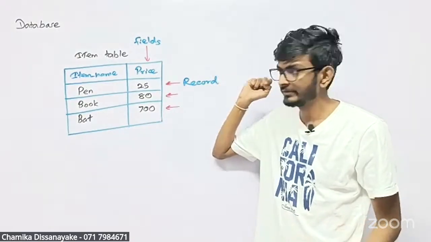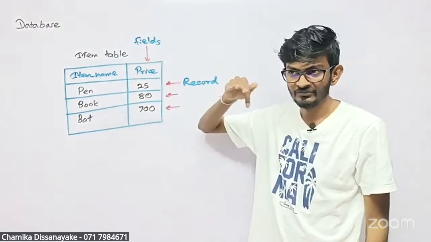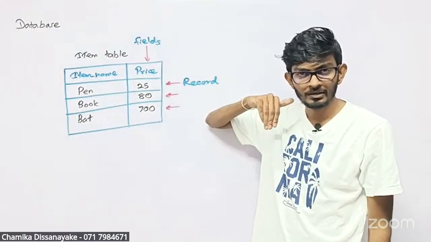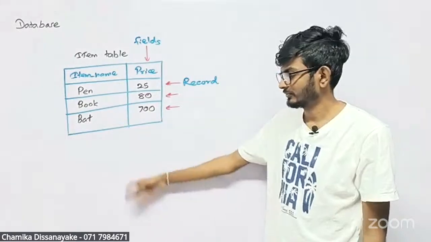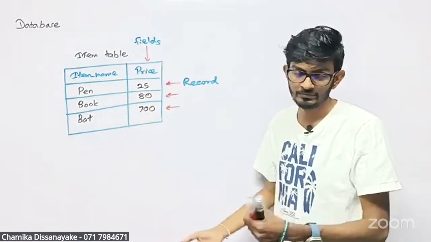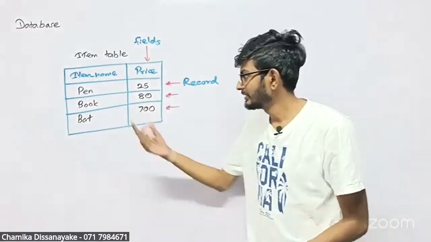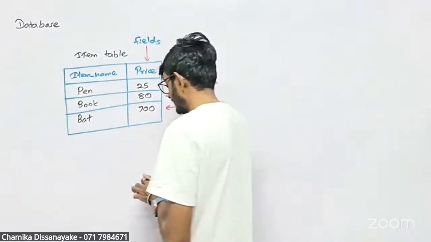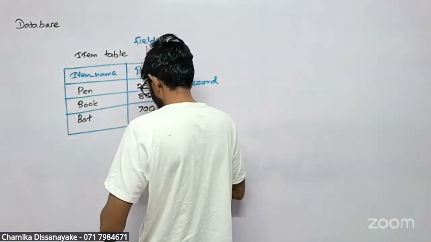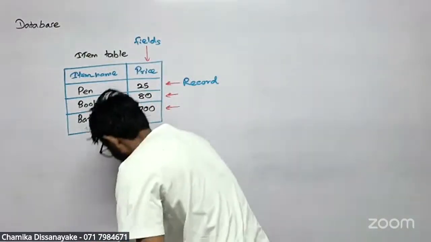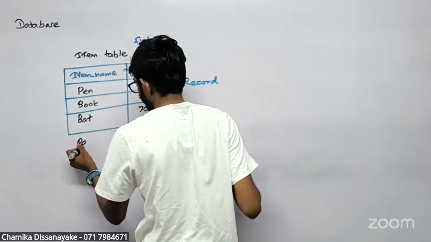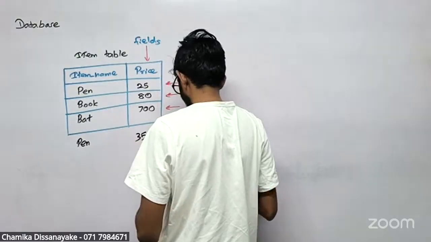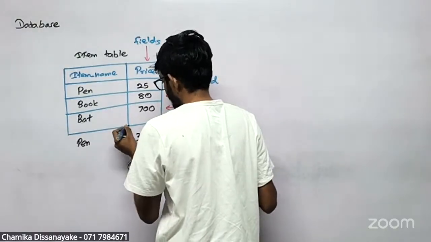But what will happen if we write pen? If we type pen and search, there can be several pens, no? There can be several types of pens. It can be a ballpoint pen, it can be a marker pen. So the name of this pen can be duplicated. If there is another pen here, called pen, the price of it is 35.